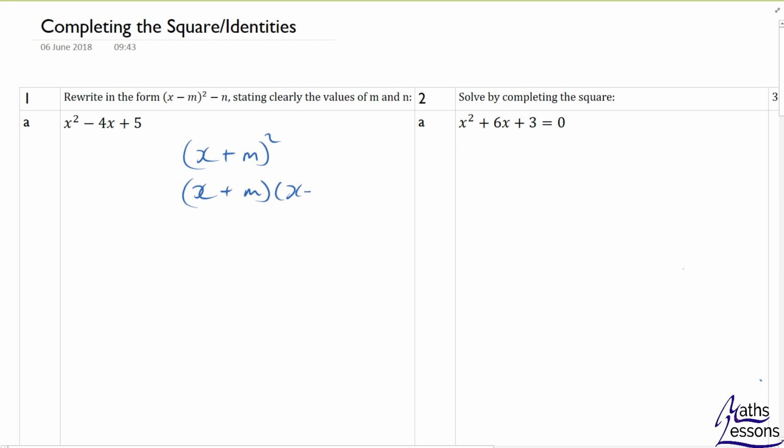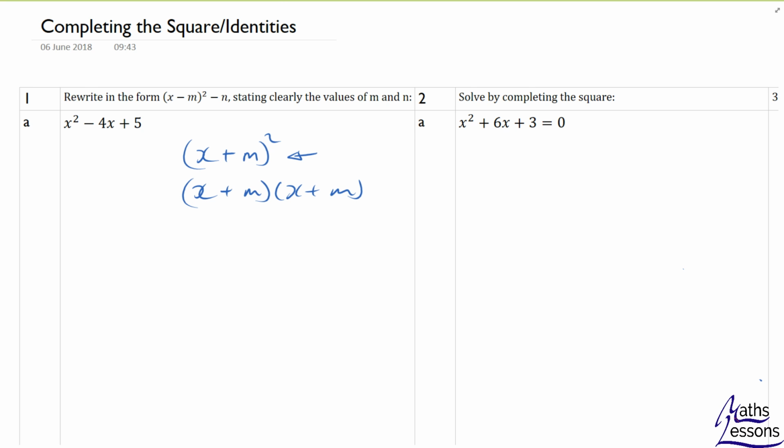That's x plus m times x plus m. This is what we call a perfect square. And what we do is we add or take away something to complete that perfect square to make it equal to the expression that we're dealing with here.